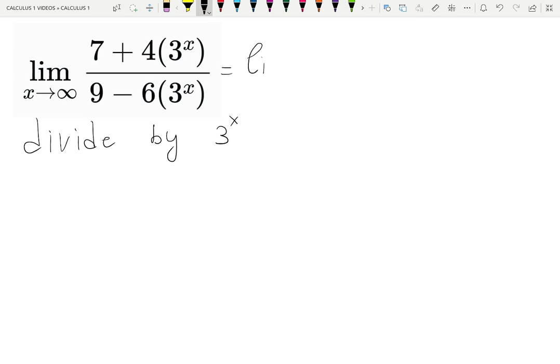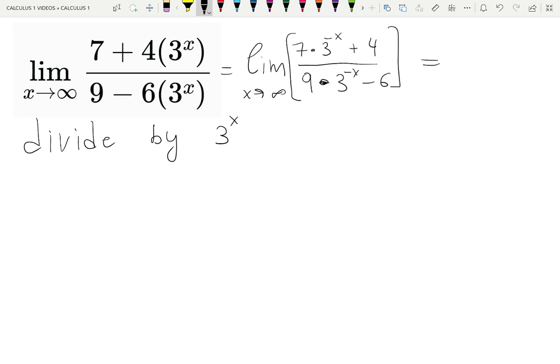Then the new limit becomes 7 divided by 3^x. We can write this as multiplied by 3^(-x). It just looks nicer this way. And 9 will be multiplied by 3^(-x). Plus 4, 3^x over 3^x becomes 4. Minus 6, 3^x over 3^x just gives you negative 6. And that is the result here.